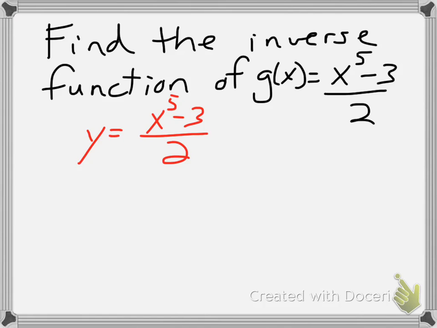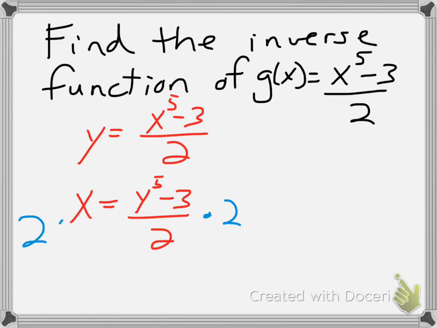Now this is an example of where you have something of an option. You can do this step last instead of the order that I'm doing it in, and you get the same answer. Either way, I switched x and y, and now my goal is to solve for y. To do that, I'll multiply both sides by 2 to get it out of the denominator spot. And now I'll have 2x is equal to y to the fifth minus 3.